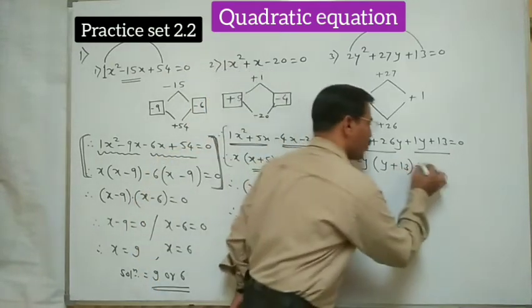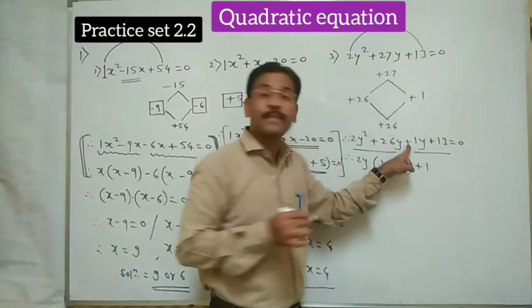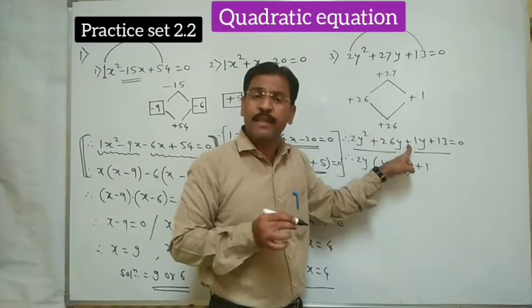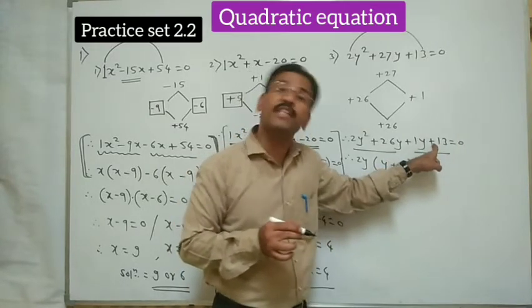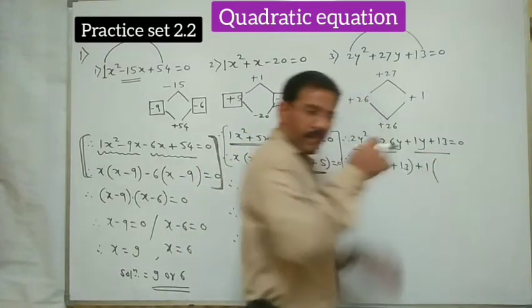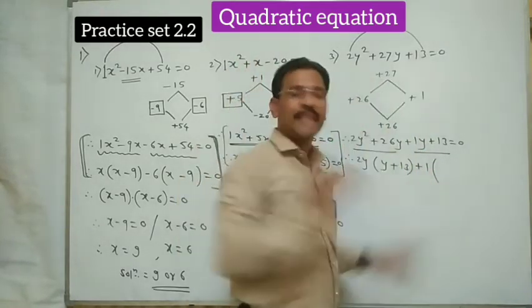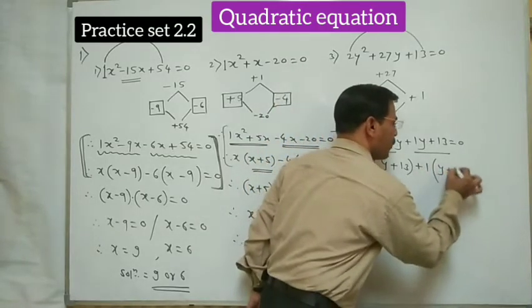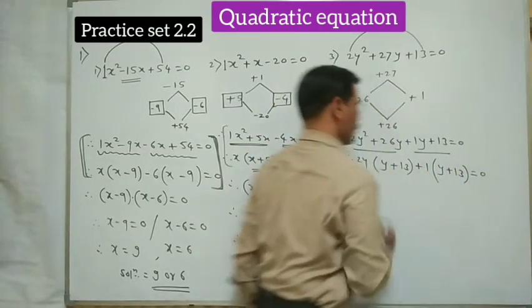So I'll take 1 common. Look here. Here the third term has a plus sign. Because of this plus sign, no need to change the sign of the fourth one. Means I'll take only 1 common. Whenever 1 is common, just keep all terms as they are. Here it is y plus 13 is equal to 0.